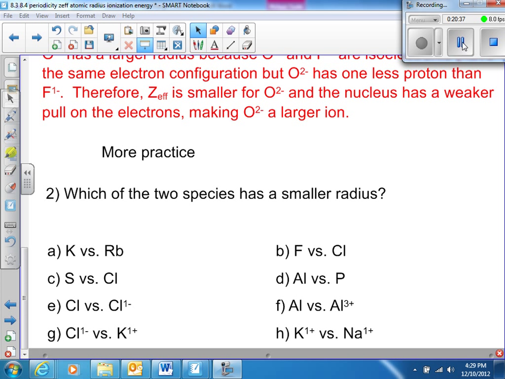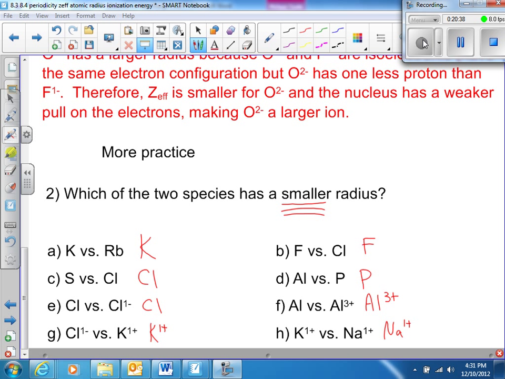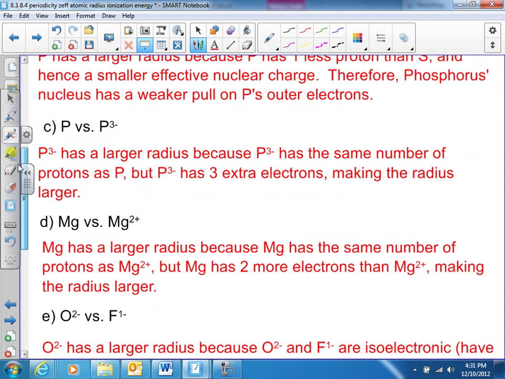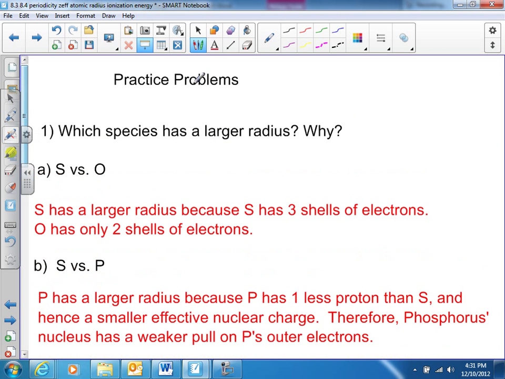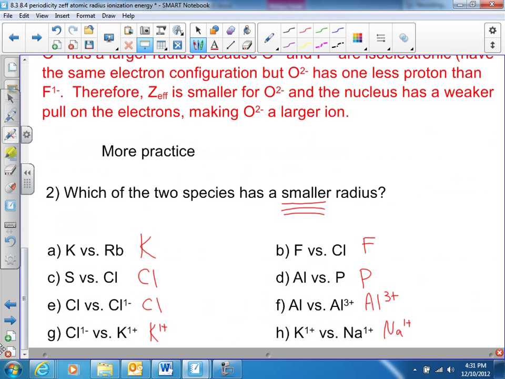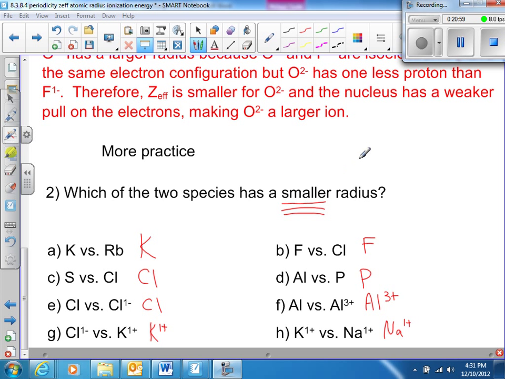You don't have to explain the why. Okay, by the way, if you got these all backwards, I switched it up on you to make sure you were actually reading. I wanted to know which has a smaller radius. In our practice problems we were doing, which has a larger radius. So you want to be very careful in these problems, whether I'm asking for smaller versus larger.